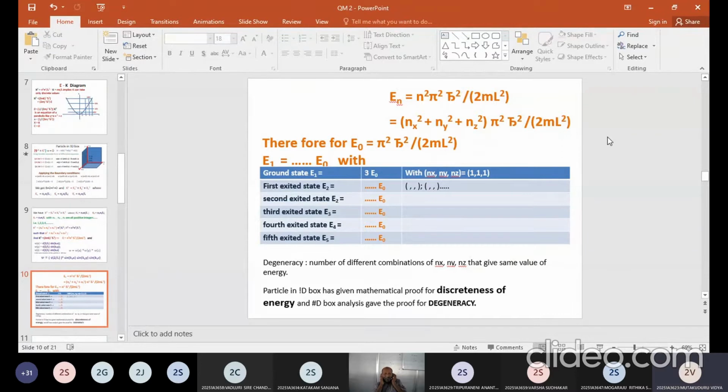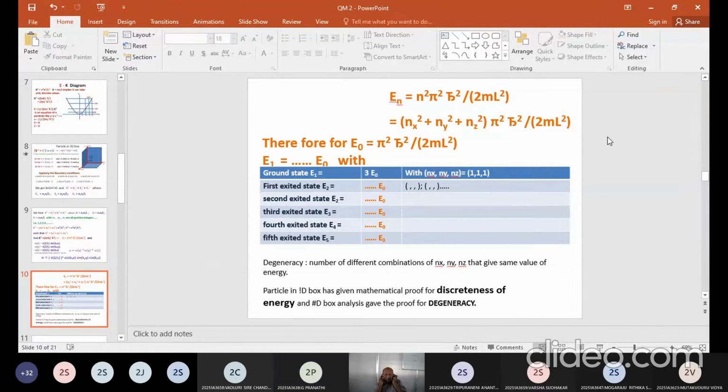Sir, positive. Yeah, positive what? Integers. Right, good. First question is answered. Second question, should they be equal? No, sir. Not necessary. Now tell me, first excited state energy. Is it 9 E naught?